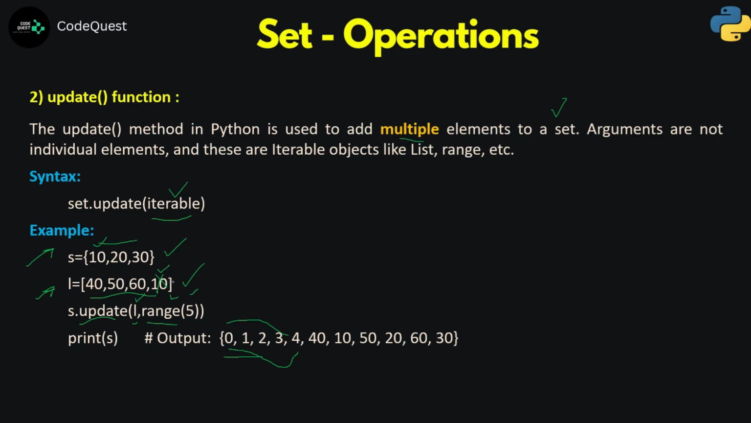So by the end of this update, I get the original elements which are available as well as the elements of the list, that is 40, 50 and 60, because 10 is not added once again since it is already available, whereas range(5) has produced 0, 1, 2, 3, 4. Those are not available in the set earlier, so they will also be added here. As a result, this is the complete final set that we get after update.